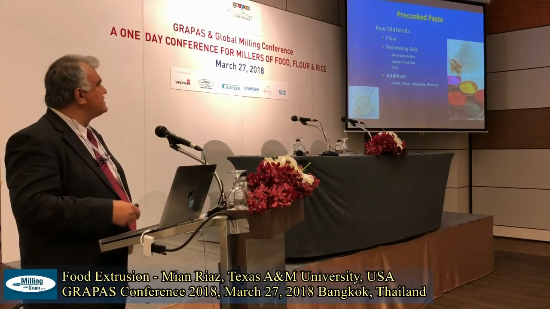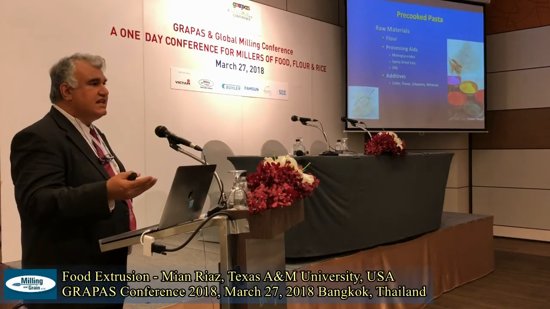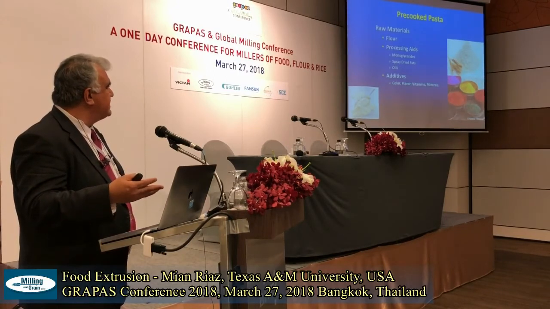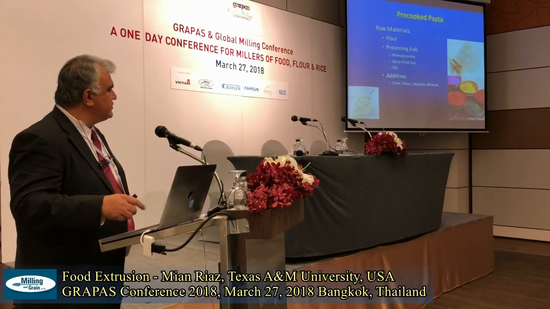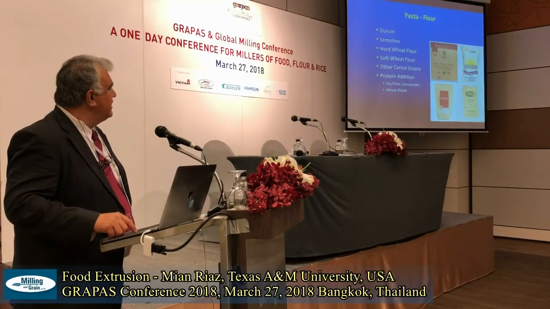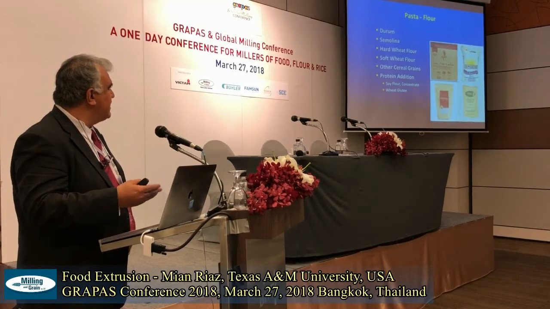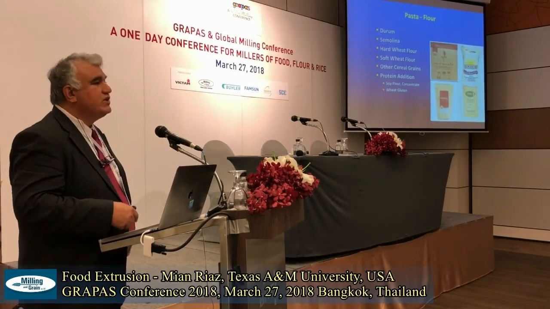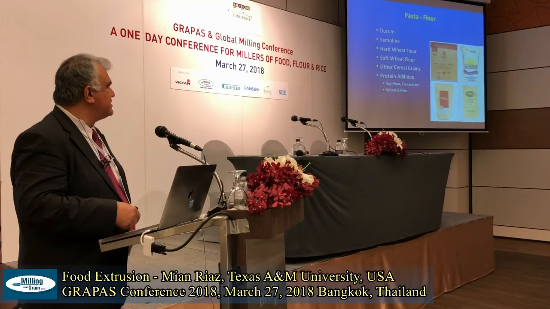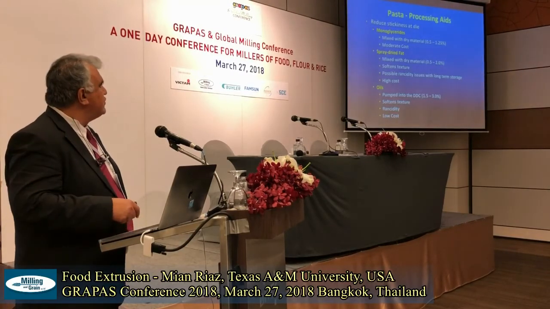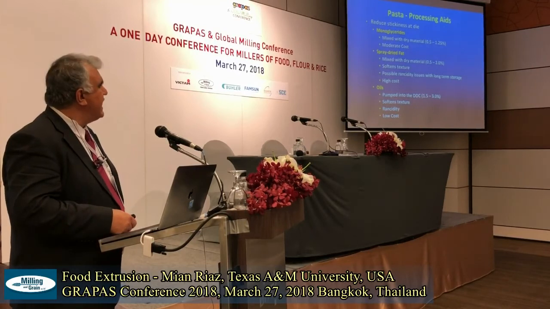For the pre-cooked pasta, we have all the flours from your flour mill industries. We can add some processing aids like monoglyceride, spray-dried fat, oil, and some additives to make this pasta. We can use different flours. We have durum, semolina, hard wheat, soft wheat, and other cereals. We can add some protein ourselves, like soy flour concentrate or wheat gluten. And then, of course, these are some of the processing aids we add.